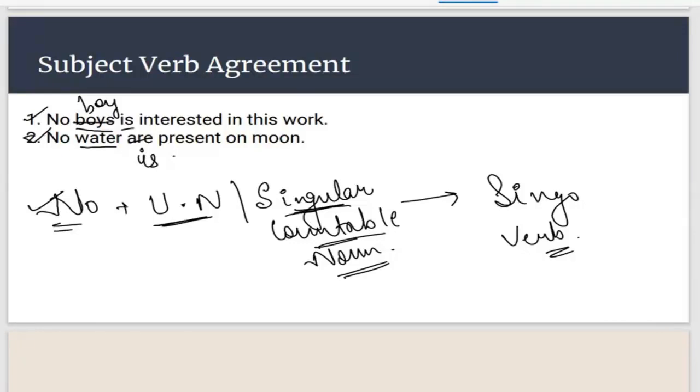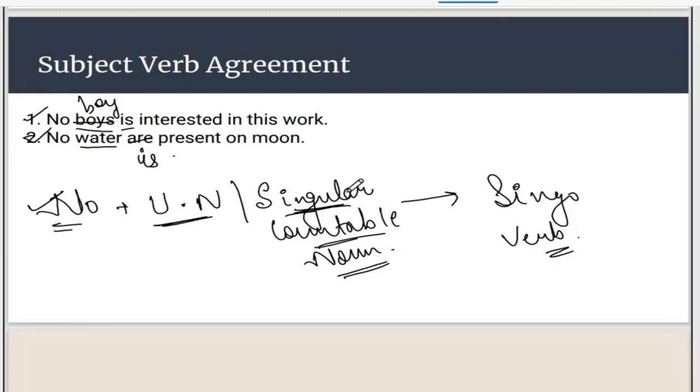Very good, guys. Now tell me, when words like 1/3 of, 3/4 of, 40% of, 20% of are connected with an uncountable noun, then the verb used will be singular. And when these words are connected with a countable noun, then the countable noun will be plural and the verb used will also be plural. Very good.